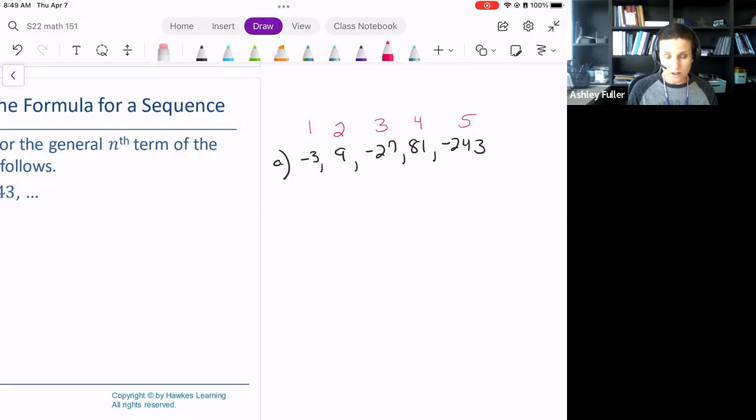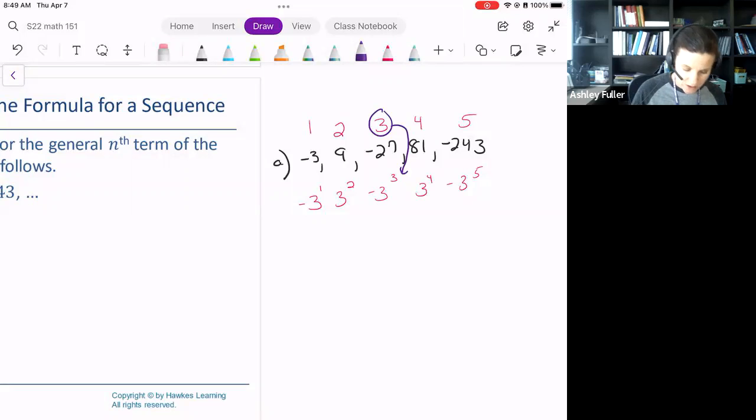If that doesn't help, it's often helpful to factor. So if you notice here, this is 3 to the first, 3 squared, 3 to the third, 3 to the fourth, and so on, except every other one has a negative. The nth term of a sequence is 3 to that power, multiplied by -1 if it's odd.